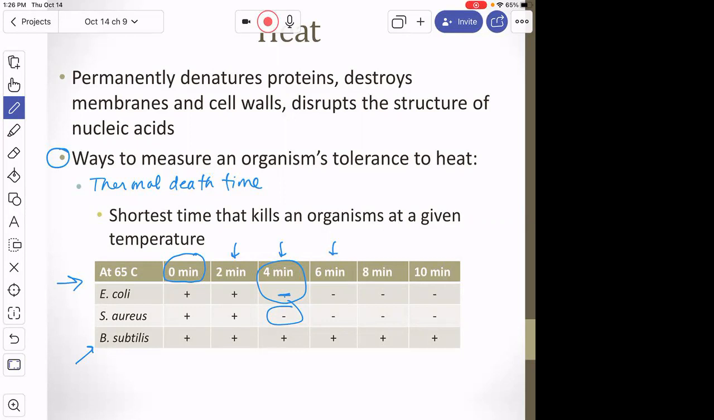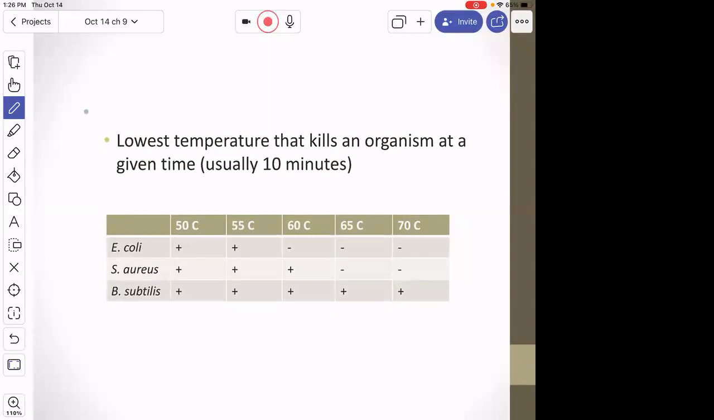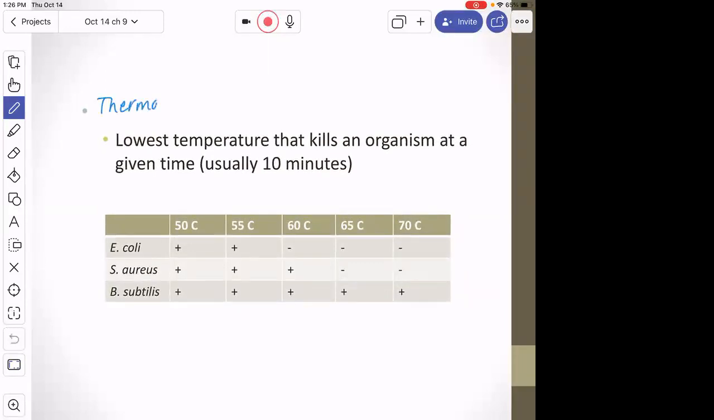even when all the other vegetative cells would have been killed by the heat. The other thing you can measure, switching the variables a little bit, is the thermal death point. That's the lowest temperature that kills at a given time. To do this, we would have to test at different temperatures, usually with water baths, so it's a little more cumbersome to do.